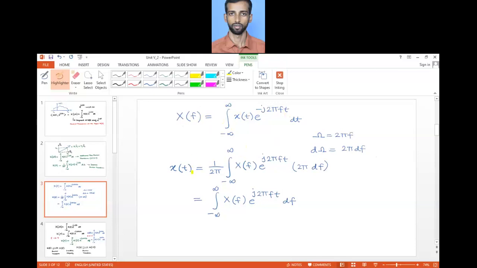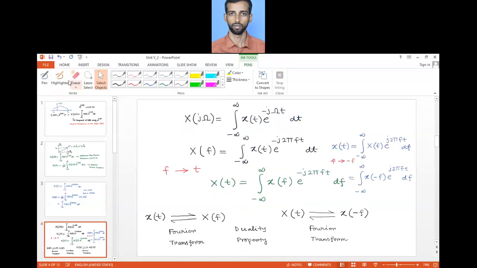Now, for the reconstruction part, x of t is equal to 1 by 2 pi integration over minus to plus infinity of x of f e to the power j 2 pi f t, and in place of d omega, I can write 2 pi df. Now this 2 pi gets cancelled from this side and that side. So ultimately x of t is the integration over minus to plus infinity of x of f e to the power j 2 pi f t df. So it looks pretty simple. The x of f expression and x of t expression are pretty simple when you consider the Hertz frequency instead of the angular frequency.